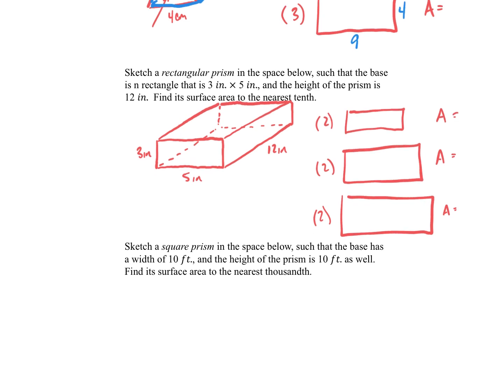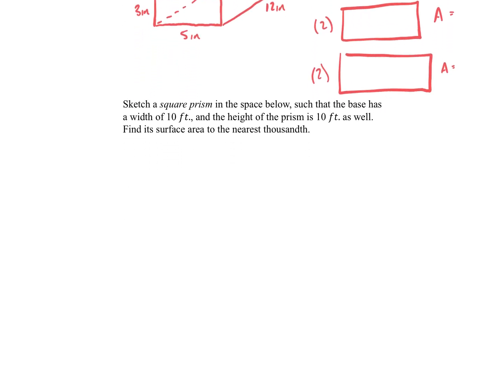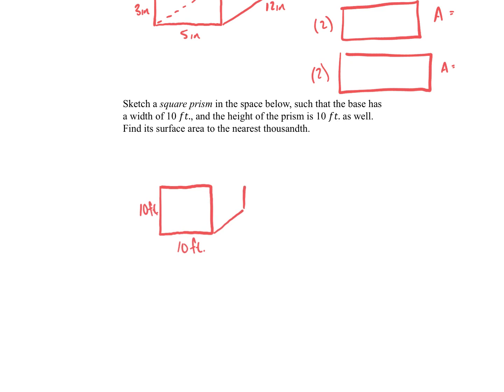All right, and then we'll talk about the third prism you were asked to draw for homework. This is a square prism. So I'll start by drawing the base. And then the height is also 10. So what that means is every single side of this prism is the same exact length, and we have a special name for these. I know many of you mentioned it yesterday. This came up. This is called a cube.